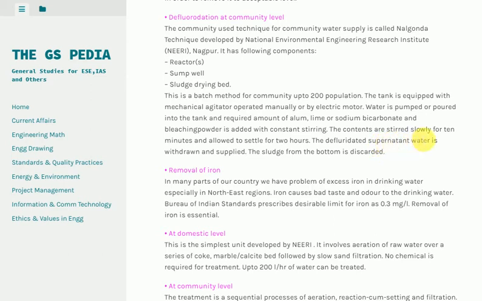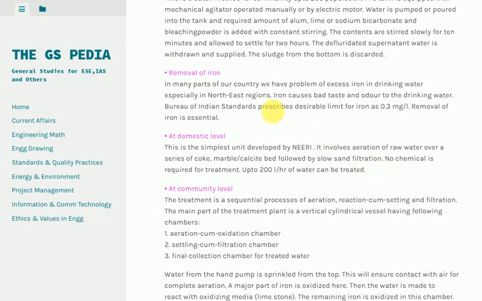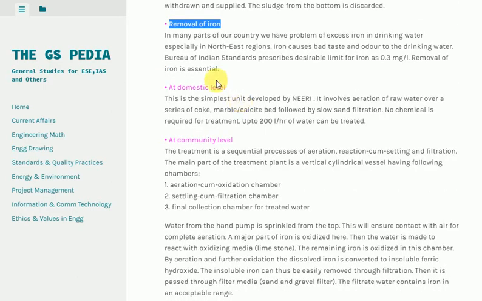Removal of iron. In many parts of our country we have a problem of excess iron in drinking water, especially in northeast regions. Iron causes bad taste and odor in the drinking water. Bureau of Indian Standards prescribes the desirable limit for iron as 0.3 mg/L. Removal of iron is essential.